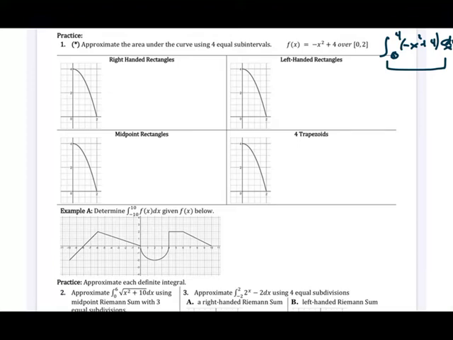For each of these, we're going to use 4 equal subintervals. So if this goes from 0 to 2, 2 minus 0 divided by 4 intervals, our width is going to be 1/2 for each of these. And since we have the function, we can actually figure out what each endpoint is without having to approximate it on the graph. So go ahead, pause this video, draw the rectangles and trapezoids, and then we will go back and actually find each of those ordered pairs to find the area.